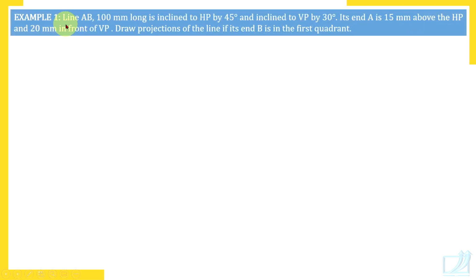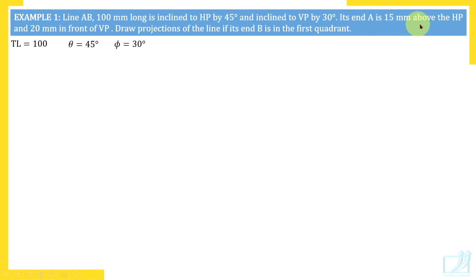So, here is an example. Line AB, 100 mm long, is inclined to HP by 45 degrees and to VP by 30 degrees. So, the line is inclined to both the HP and also the VP. Let's write the data properly. True length of the line is 100 mm. Its inclination with HP is 45 degrees. We use the standard notation theta for inclination with HP. So, theta is 45 degrees. And it is inclined to VP by 30 degrees. We use the standard notation phi for inclination of the line with VP.